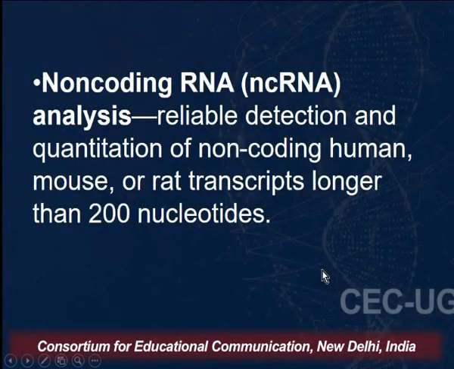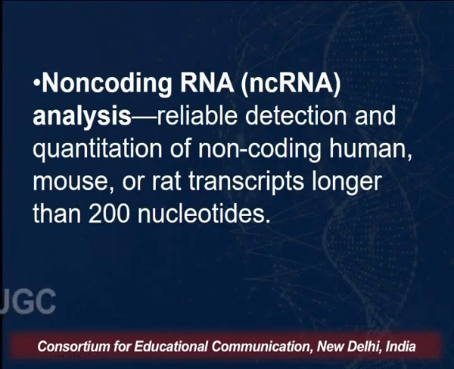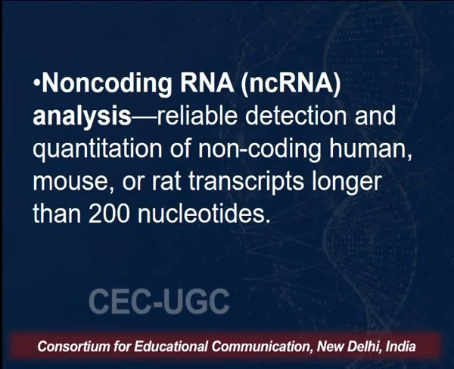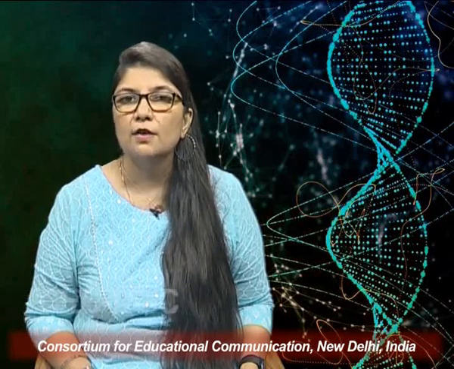Similarly, for non-coding RNA analysis, reliable detection and quantification of non-coding human, mouse or rat transcripts longer than 200 nucleotides can be done. So basically, small RNA analysis detects and measures any small RNA, and pri-RNA analysis detects and measures the primary microRNAs. If you go through the molecular biology lectures, you will see that during the synthesis of microRNAs, primary microRNAs are formed. So one can detect and measure these primary microRNAs as well from different species such as human, mouse and rat.